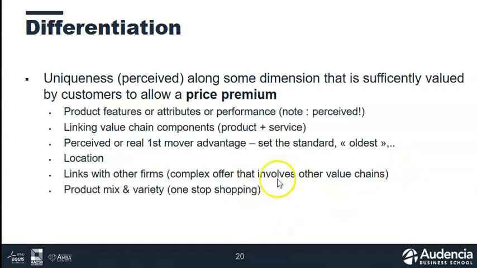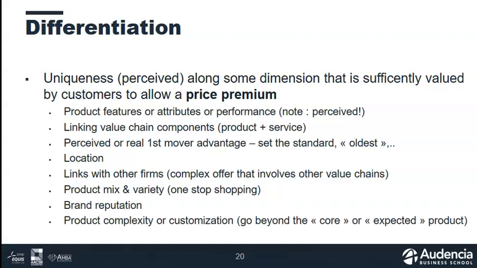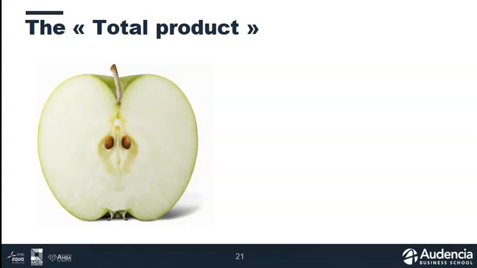If you have a various product mix, if a store offers multiple different products in its retail space, it allows customers to have one-stop shopping, and this is a nice way to differentiate. We have more products than our competitor. Come see us in our store. Brand, obviously, is a way to differentiate. We mentioned this before. And product complexity and customization. If you can produce a customized product for your customer, meets their specific needs, well, they'll probably pay you more for it.